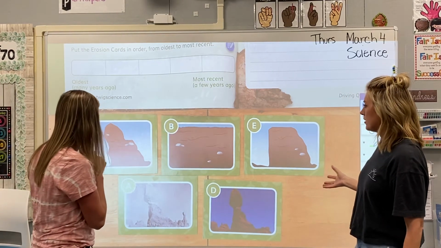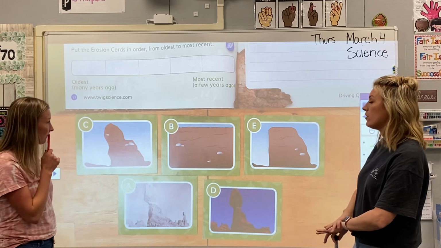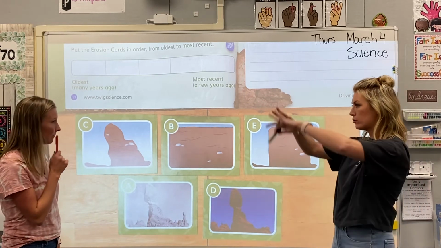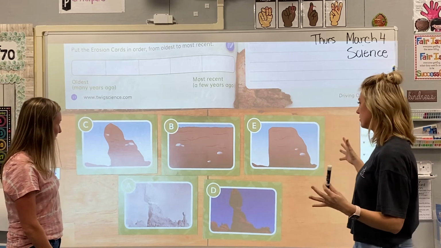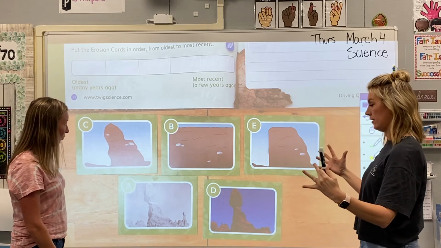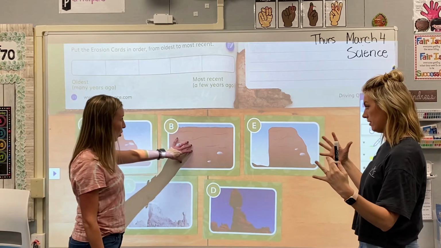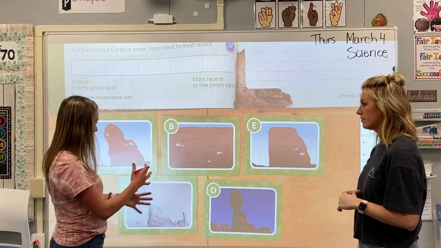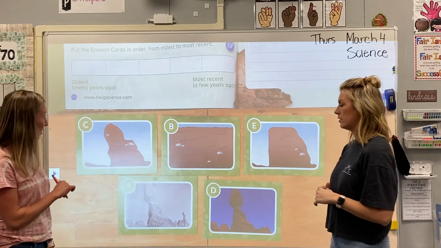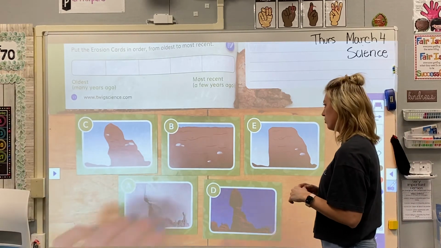So we need to find the picture that, if we want the earliest picture, needs to be the most formed wall that hasn't been eroded away yet. So which of these looks like the most complete wall? Well, it looks like this one has the most amount of rock or wall before the wind or water started to erode it. So I'm going to move that to the front. Okay, so B is first.